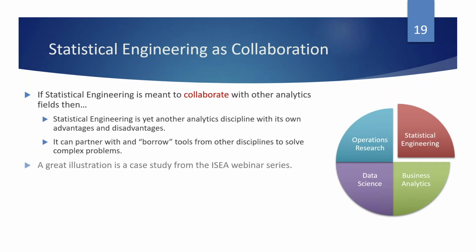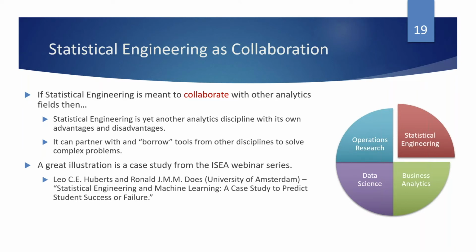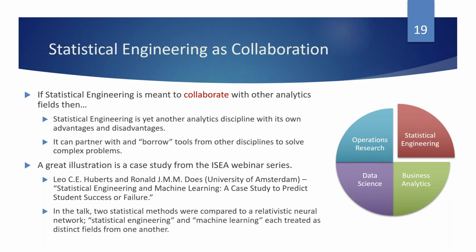If that's still a little confusing, let's use an illustration. And in fact, a great illustration came from this very webinar series. If you were in the last session, last month, you saw this talk on statistical engineering and machine learning, a case study to predict student success or failure. The reason we believe this is a great illustration is that it presented 3 different methods, 2 of which were categorized as statistical, and one which was a machine learning technique, a neural network. Notice that the statistical methods, essentially through the title, are being categorized under statistical engineering, and the neural network approach is being categorized as machine learning. We're borrowing the neural network tool, but we're assigning ownership to the machine learning area.